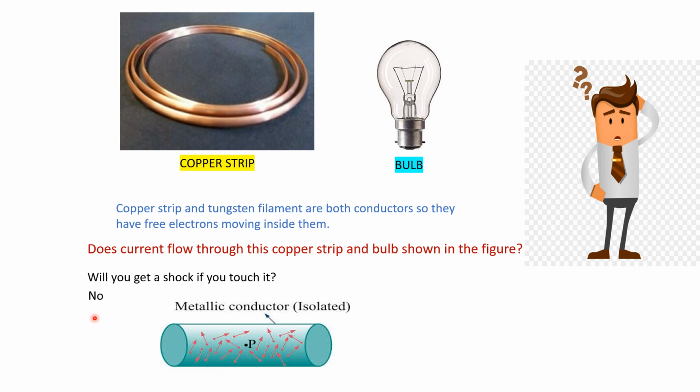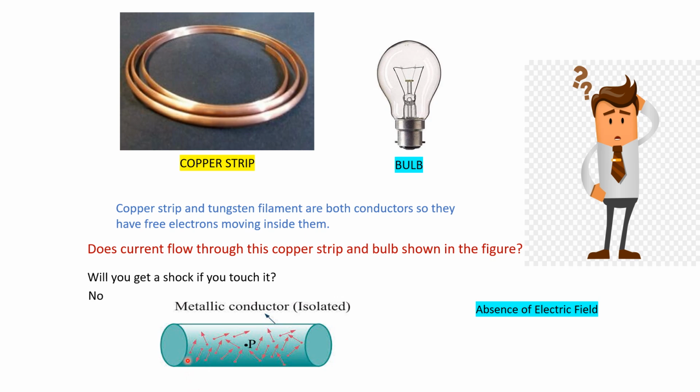Now in this figure, you can see an isolated metallic conductor. So when we say isolated metallic conductor, we know that there is no electric field present across the conductor. The two ends of the conductor are at the same potential. Now what can you see here inside an isolated metallic conductor? You're right. There are free electrons moving inside the isolated metallic conductor, but they are all moving in random directions.